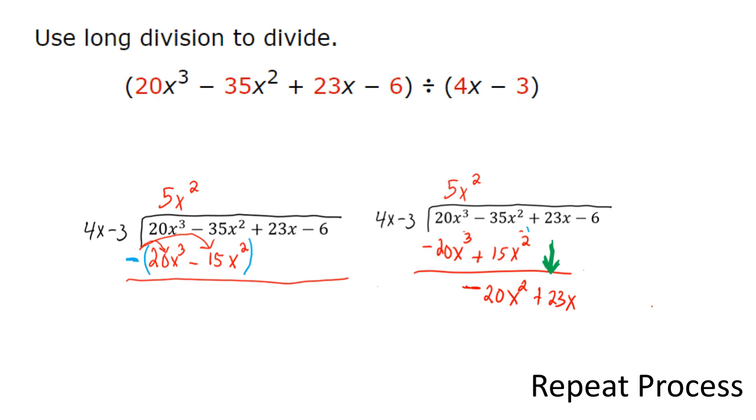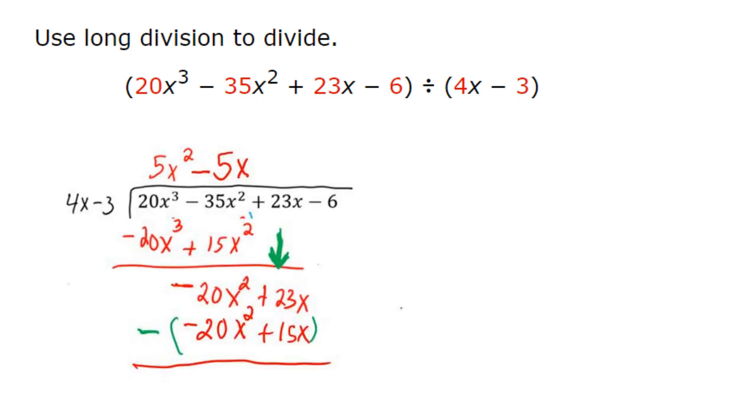Then I'm going to bring down the next term, the 23x. And then I start the process all over again. I repeat it. I need to find a term that I'm going to multiply with the 4x that is going to give me a negative 20x squared. Okay, now what is that term? A negative 5 will give me a negative 20, and x times x is going to give me that x squared. So this is the term that I'm going to multiply.